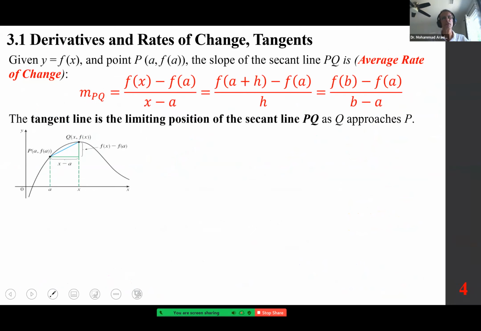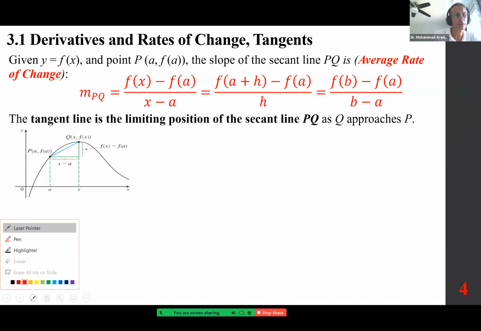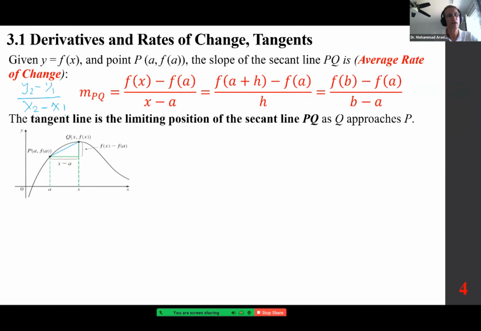And now the new stuff. If 2 points are given, everybody knows how to calculate the slope. When we have 2 points on a curve, we can connect them. The corresponding line is called the secant line. How do you calculate the slope? y sub 2 minus y sub 1 over x sub 2 minus x sub 1.